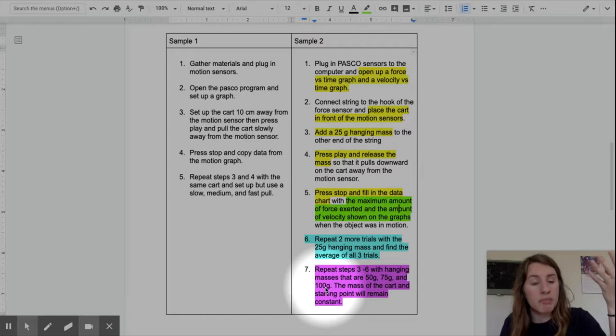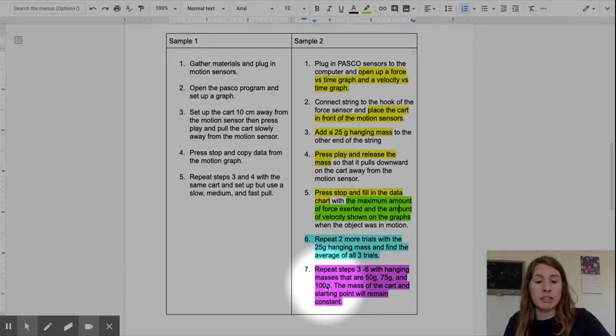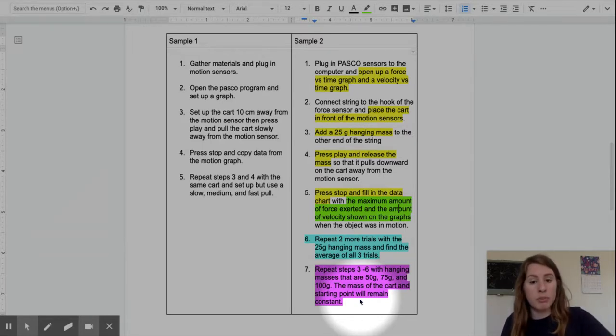That's our independent variable. It is changing, and we want to see how changing the mass of the pulling force changes the motion of the object. And so you're doing it with different masses to see what the difference is in mass and force. The mass of the cart, the starting point, those will remain the same. So distance and the mass of the cart are not going to change. Those are our controlled variables.